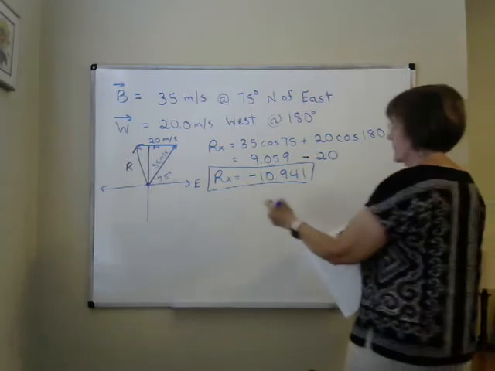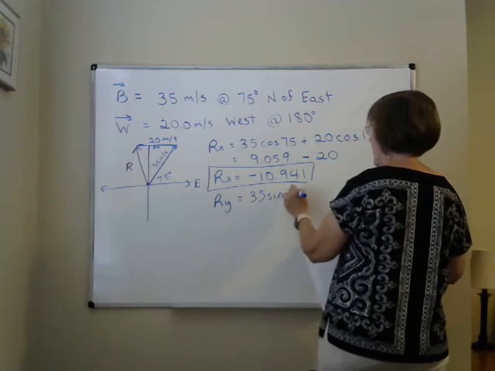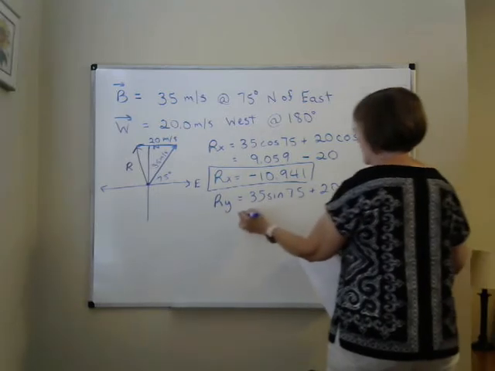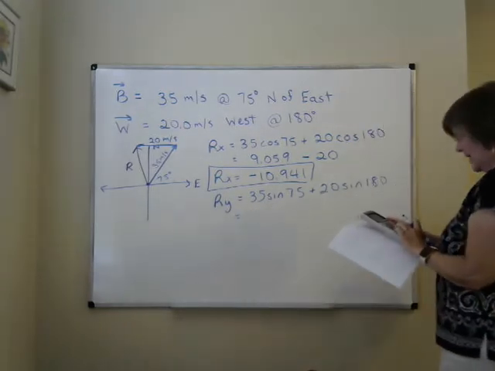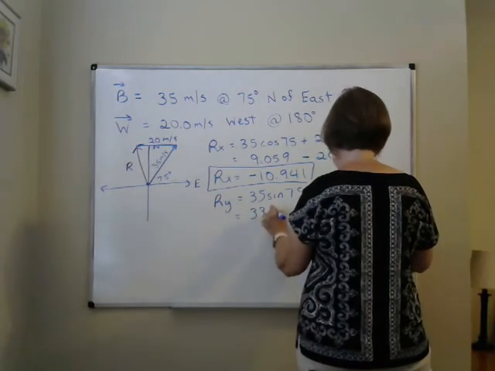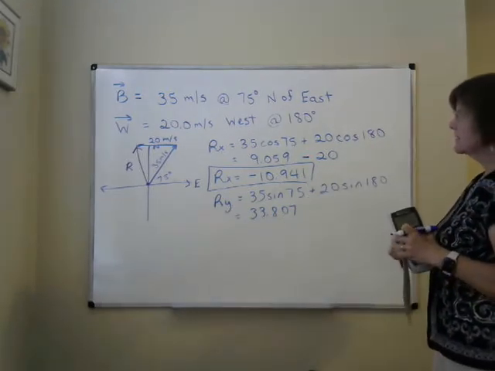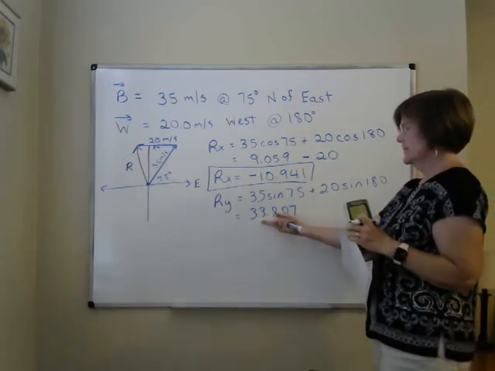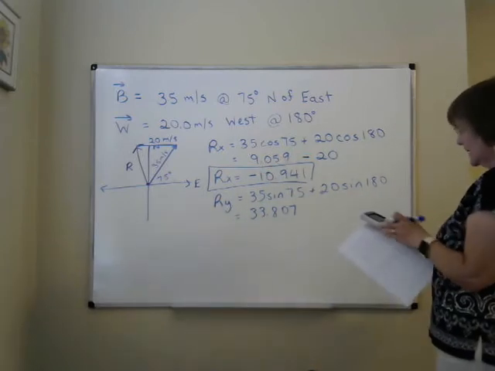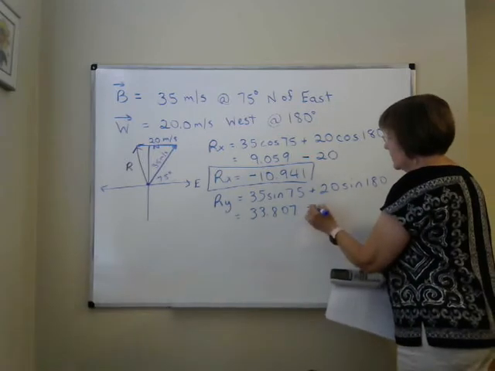Now I got to get the y component. The y component, 35 sine 75 plus 20 sine 180. Well, 35 sine 75 is 33.807. That makes sense. This vector points mostly up, so it has a large y component and a small x component. If I do 20 sine 180, I get 0, and that makes perfect sense also.